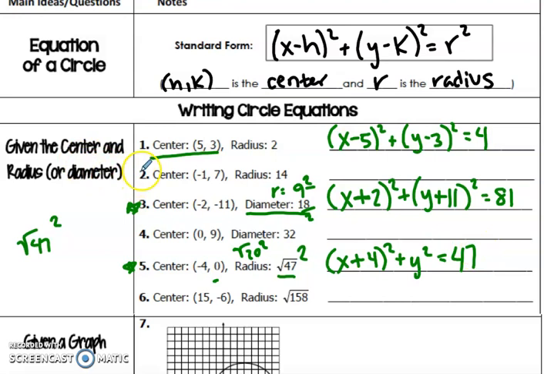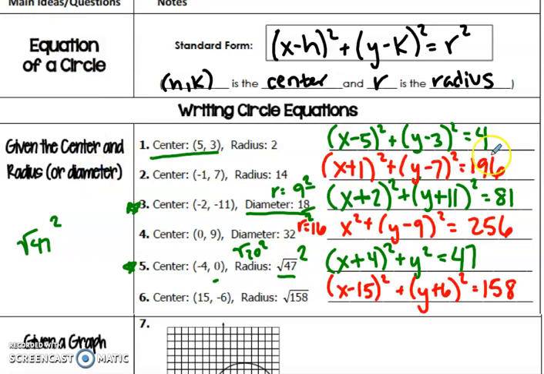All right, so you guys tried 2, 4, and 6. Write the equation of the circle given the center and the radius or the diameter, and we'll go over them. So press pause and try those on your own. So here are the answers in red.